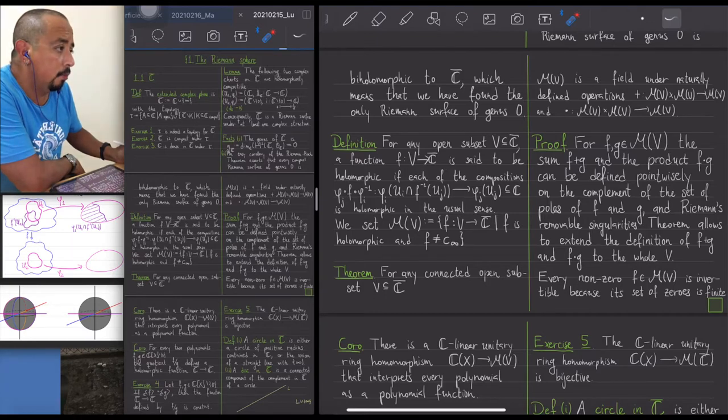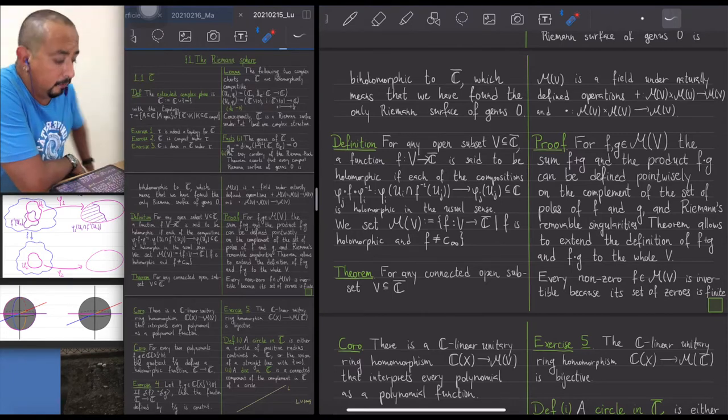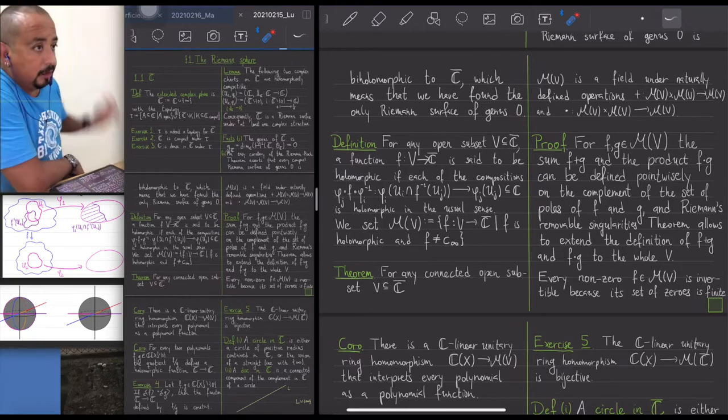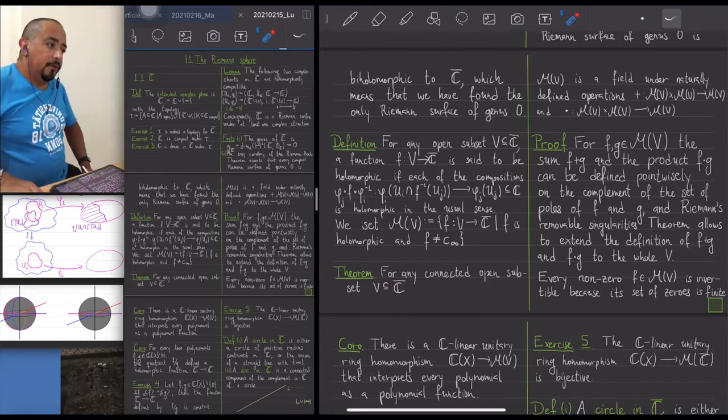So how are the sum and the product of meromorphic functions defined? You see, we would like to do it pointwise as usual, but there's a problem in the case of poles. So take two elements here. There could be a point in V where either f or g takes the value infinity. And then there is a problem in defining f plus g or f times g at that point. Of course, one would be tempted to say, okay, if f(x) is infinity and g(x) is infinity, then just define f plus g to be infinity.